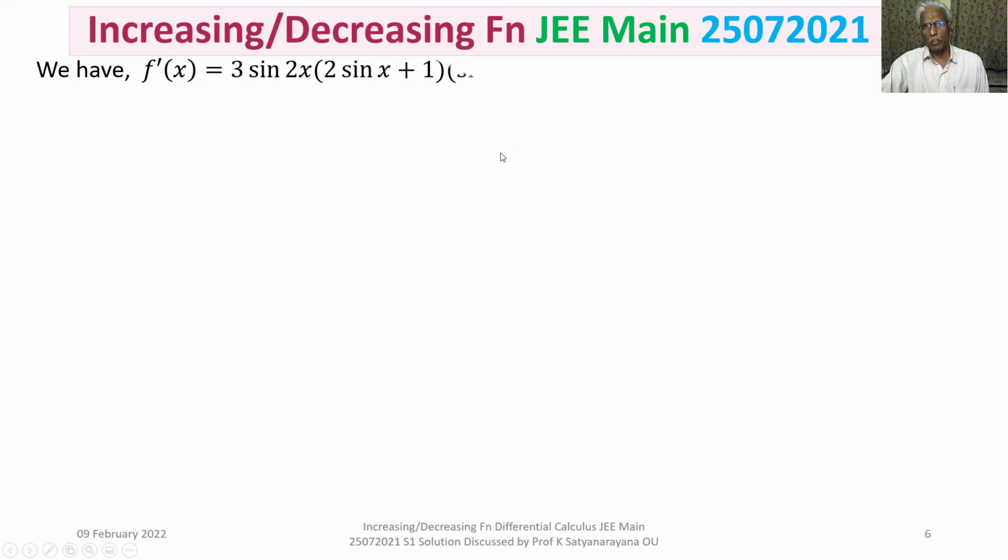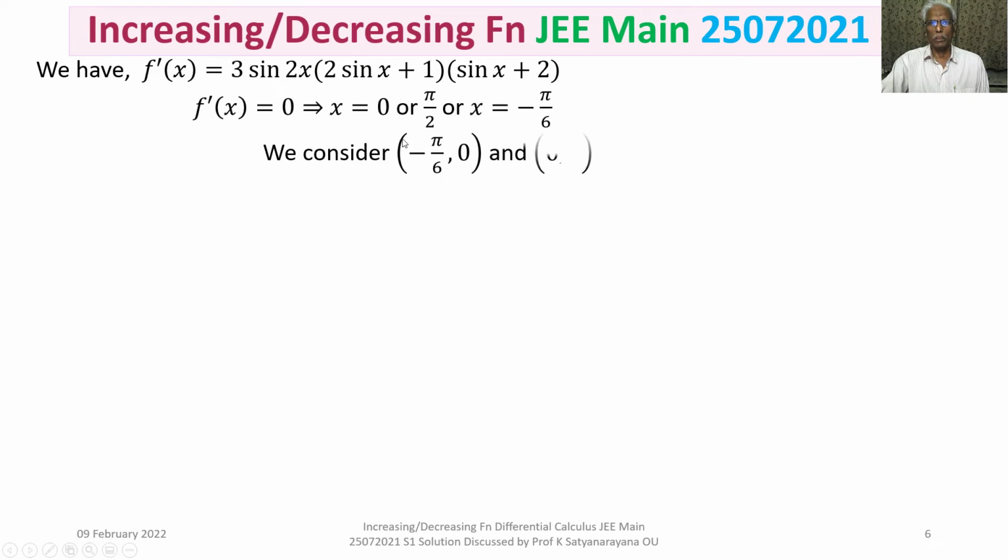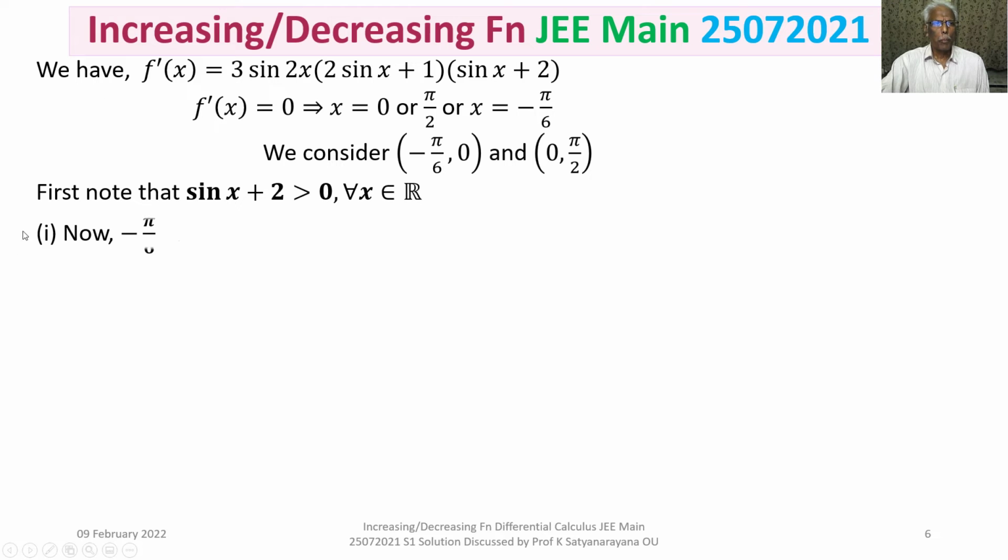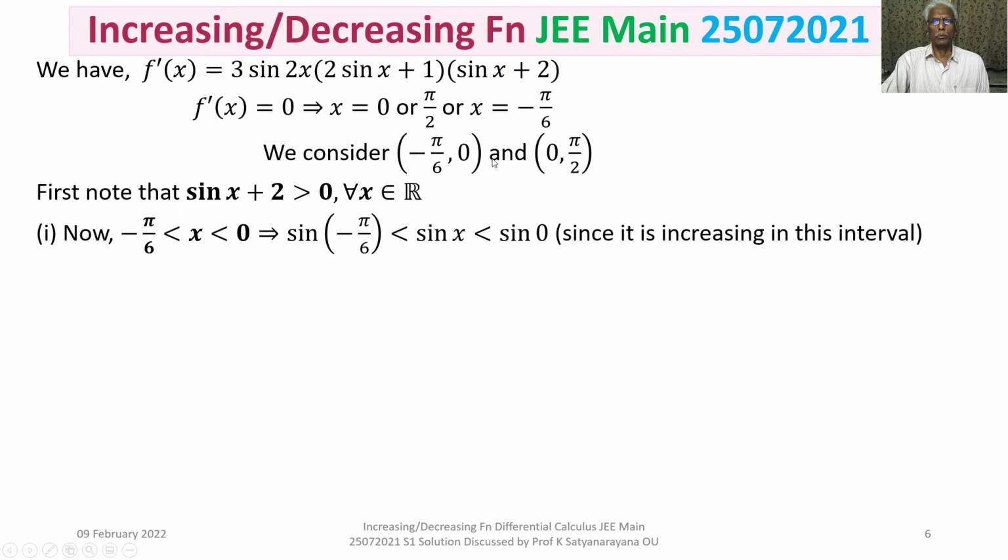So we have f prime x, and equating it to 0, we got the critical points, and we have considered the two open intervals. And we have already noted sin x plus 2 is greater than 0 for all x belongs to R. So this part is greater than 0. Now, first case, we consider minus pi by 6 to 0, the open interval. Now minus pi by 6 less than x less than 0.